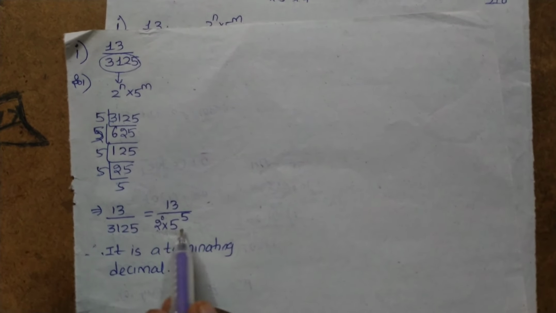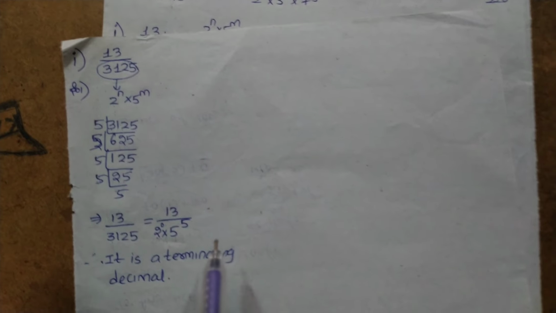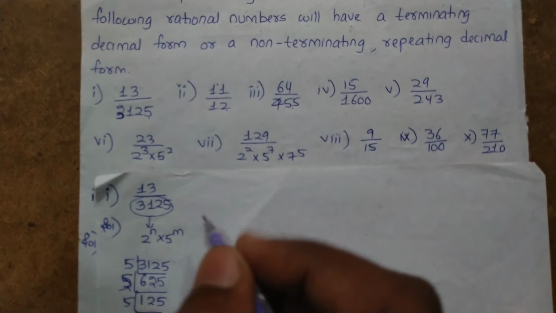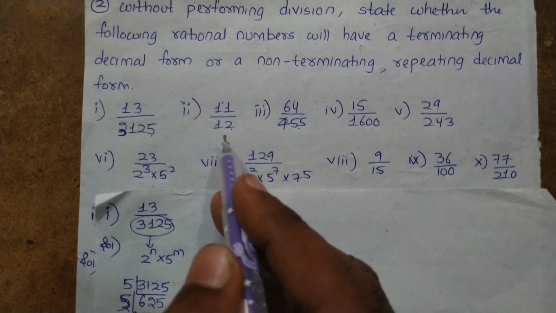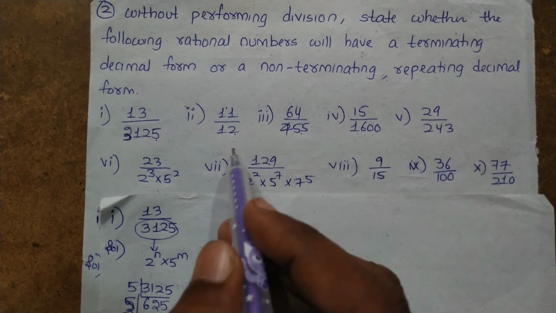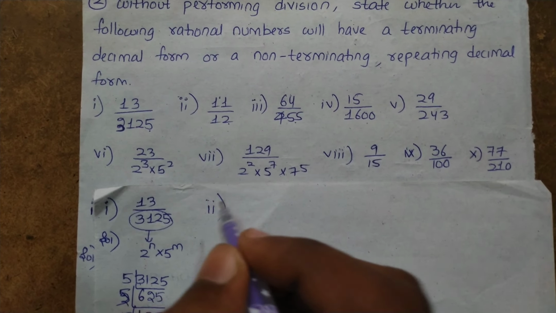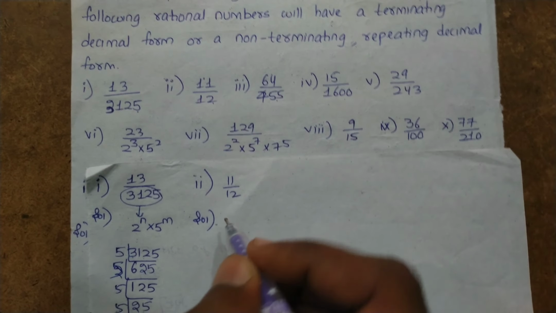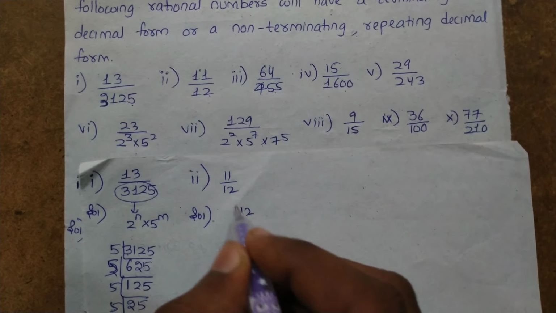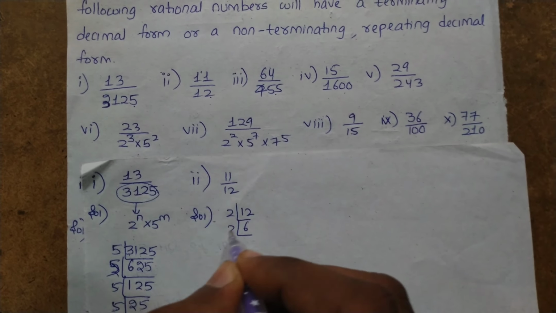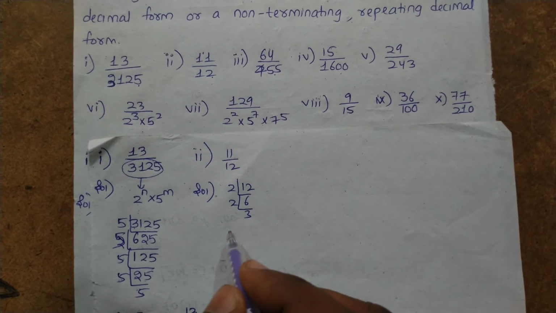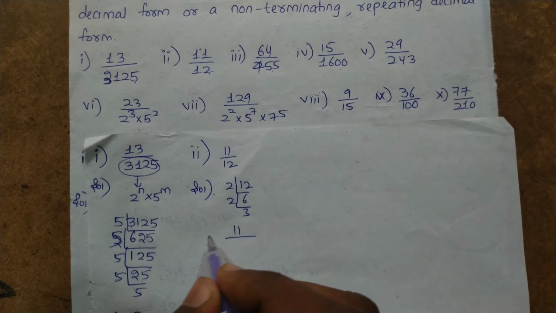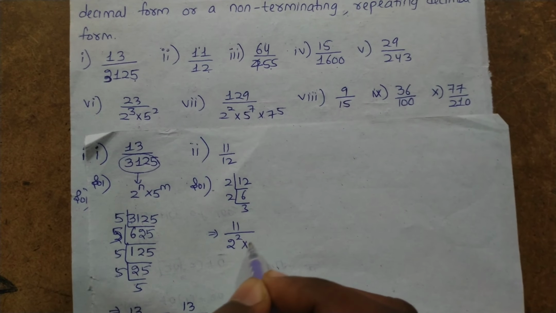If we are unable to write it, then it is not a terminating decimal. That's it, very simple. All problems are like this only. Suppose you see the second one, what they are asking: 11 by 12. Can we write 12? The first step, you just have to think about this 12. 12 means 2 sixes are, 2 3s are. So the denominator is coming as 2 square into 3. So 11 by 2 square into 3.